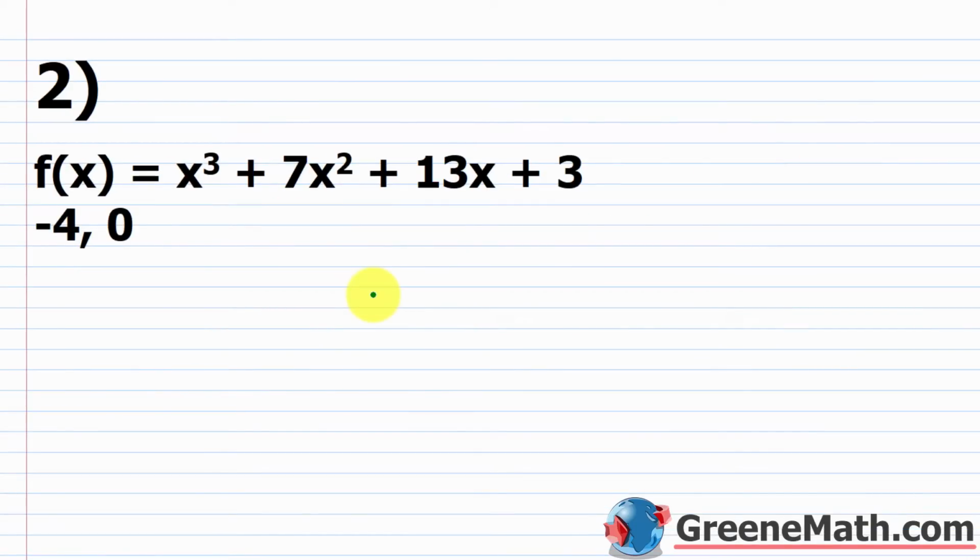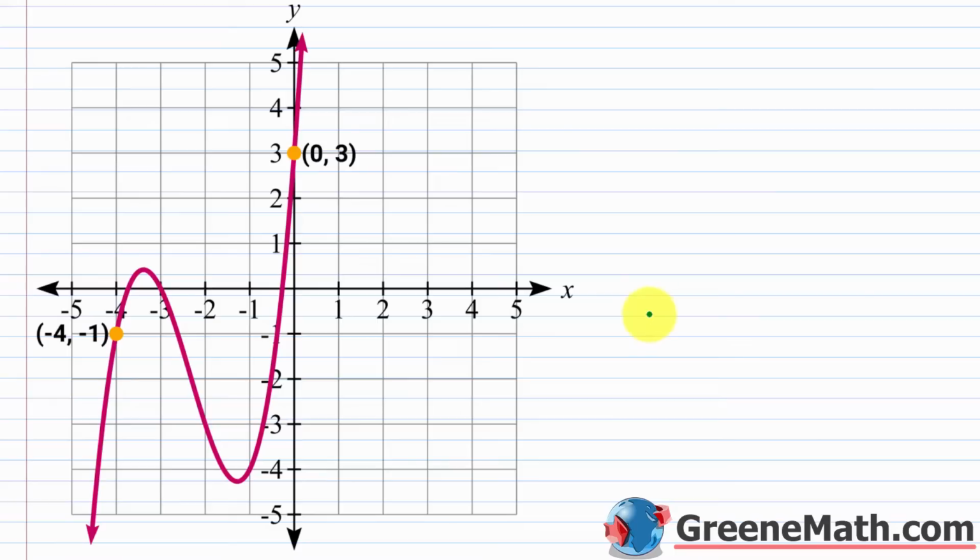All right, for problem 2, we have f of x equals x cubed plus 7x squared plus 13x plus 3. So again, I'll just show you this with a graph real quick. I'll leave a link for you on Desmos. This is -4 comma -1. So in other words, if you said f of -4, you're going to say that's equal to -1. And this is 0 comma 3. So f of 0, that's going to be 3.